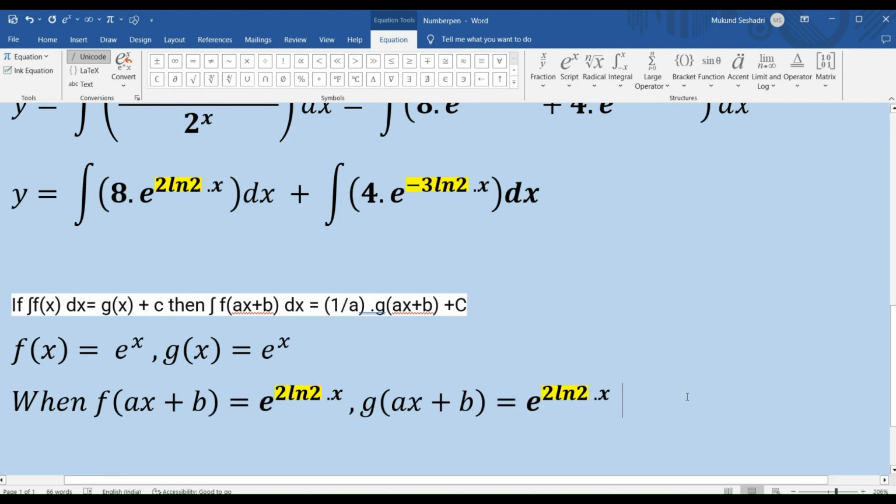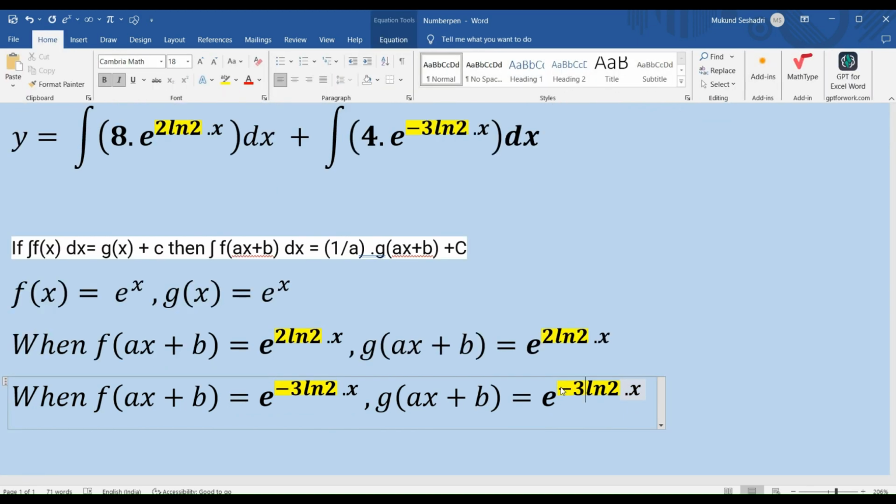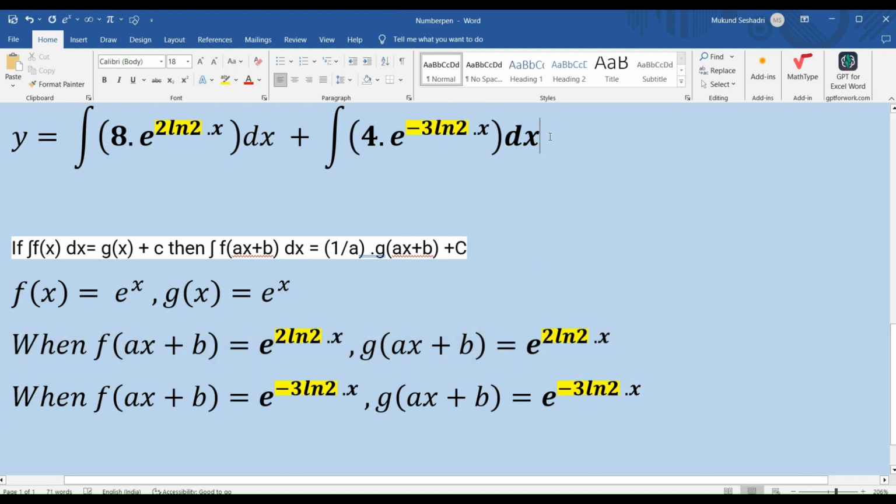Let's write that down as well. So similarly, when f of ax plus b equals e to the power minus 3 ln 2x, then my g of ax plus b also will be e to the power minus 3 ln 2x, right? So I go back to my y.